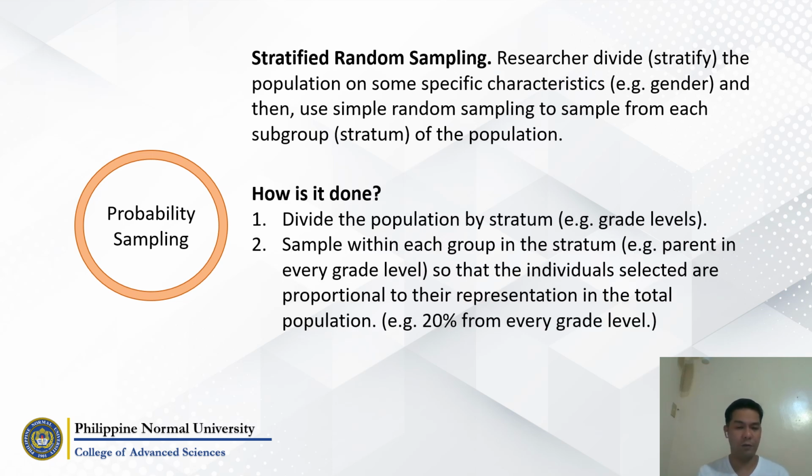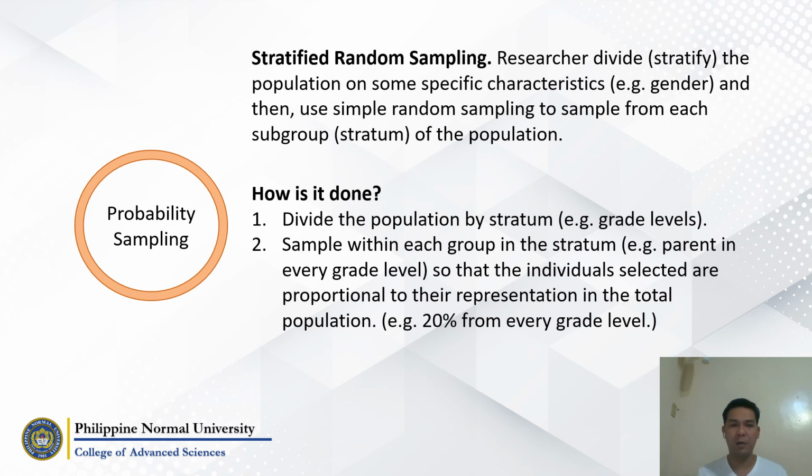So how is it done? First, you are going to divide the population by stratum, no? So like what we have said, gender, or in our example here, you are going to divide the population into grade levels. Then you sample within each group in the stratum, like parents in every grade level, so that the individuals selected are proportional to their representation in the total population. So our example here talks about 20% from every grade level. So it will vary depending on the number of population in each grade level.